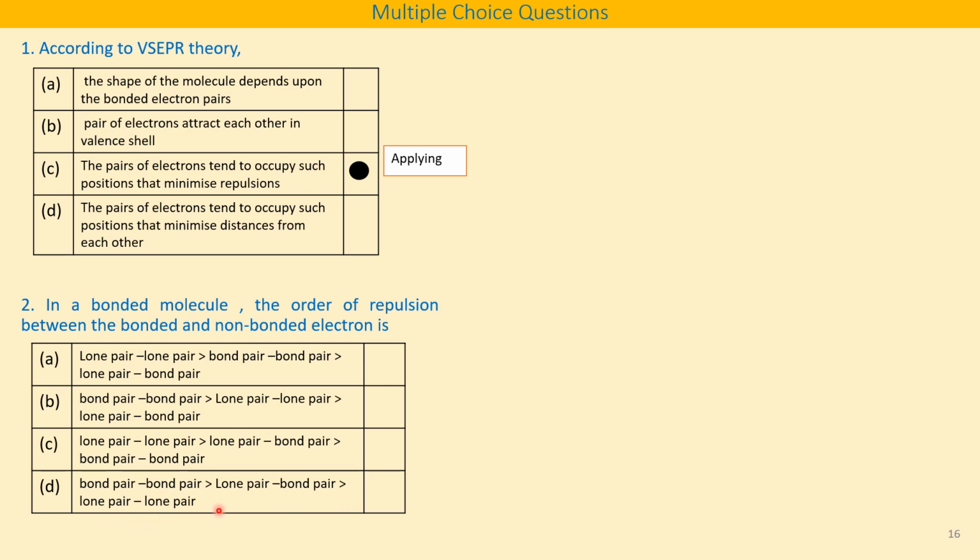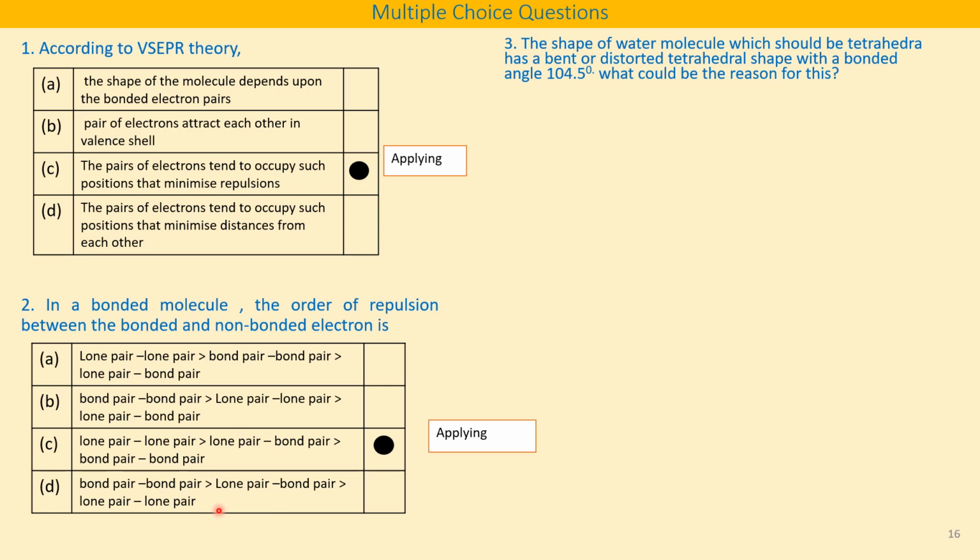So you have to identify and mark the correct order of repulsion between bonded and non-bonded pairs. So examine and mark the correct answer. I will give the correct answer: lone pair-lone pair greater than lone pair-bond pair greater than bond pair-bond pair is the order of repulsion.